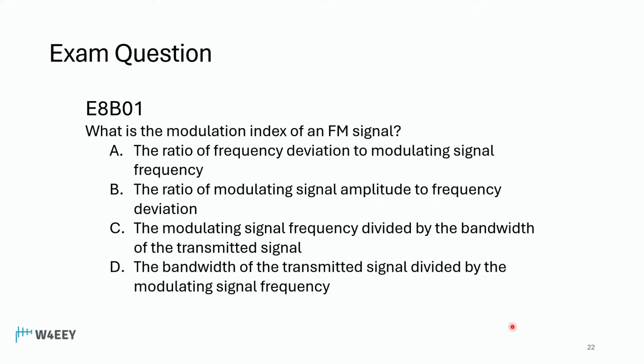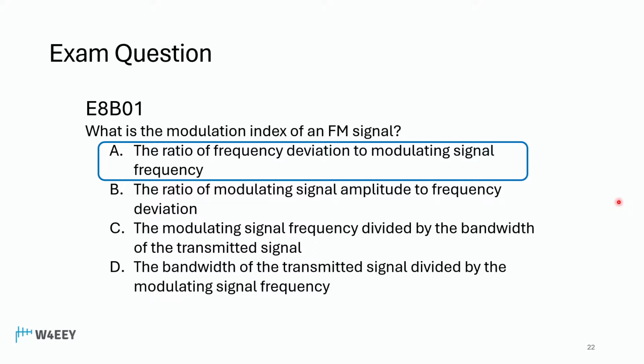So if you want to get 100% on your exam, you don't know which question you're going to get. What is the modulation index of an FM signal? You may have to read through these. Delta. It's the ratio of frequency deviation to modulation signal frequency. The modulation index doesn't have the word maximum in there. That's how you differentiate the two.